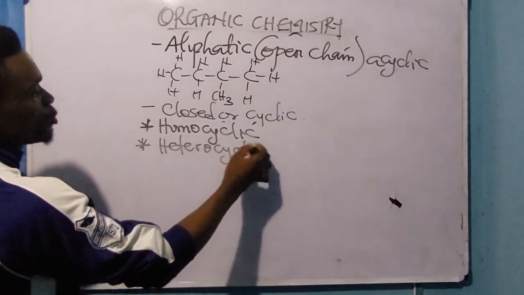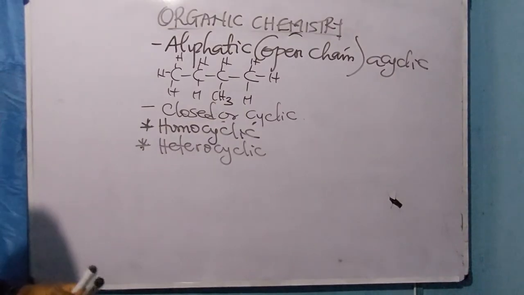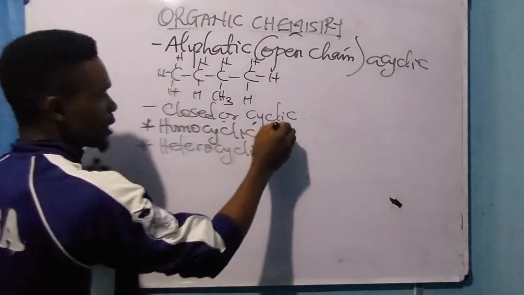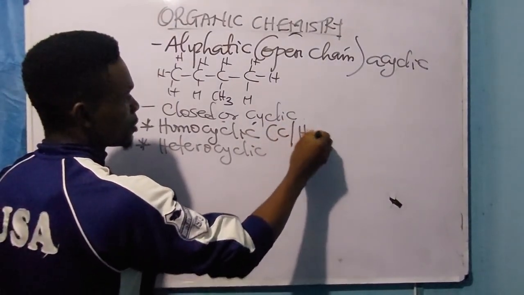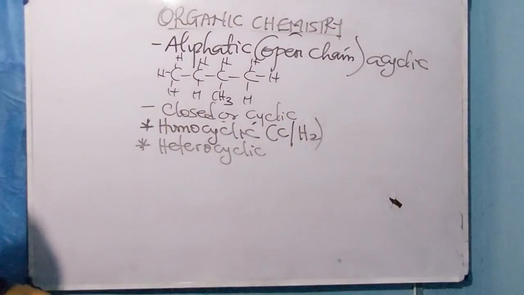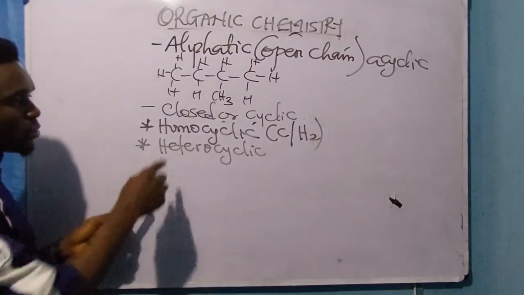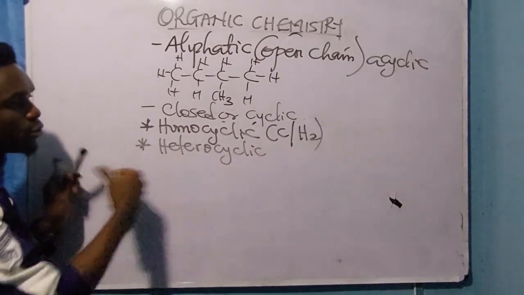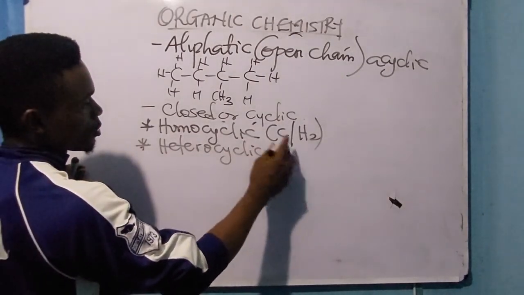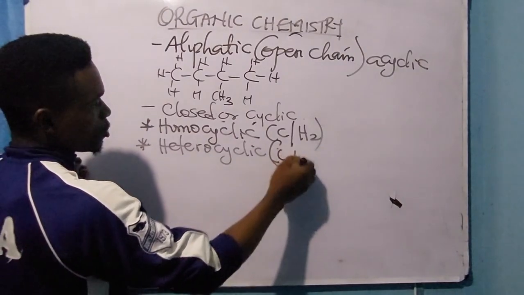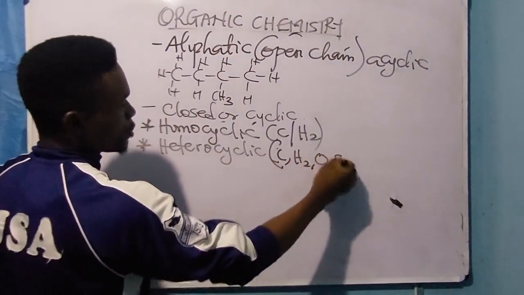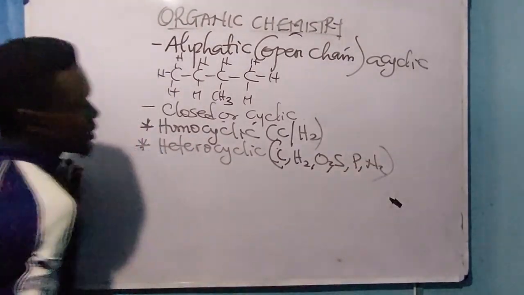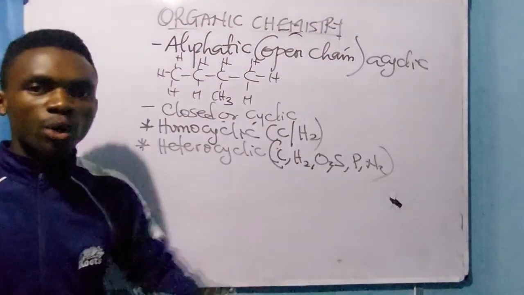Heterocyclic. Now the homocyclic are compounds that attach themselves to a benzene ring, in which you have just carbon and hydrogen present in the benzene ring. But the heterocyclic, the word homo means the same, right? Carbon and hydrogen only. But in hetero, you have carbon, hydrogen, oxygen, sulfur, phosphorus, you even have nitrogen, as the case may be. These are called non-benzenoid compounds.